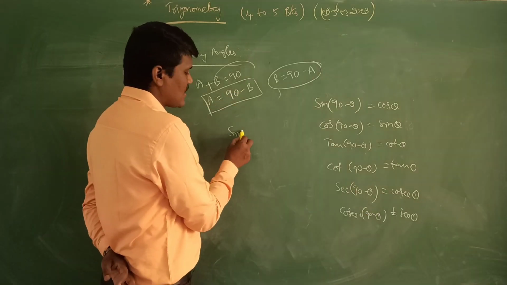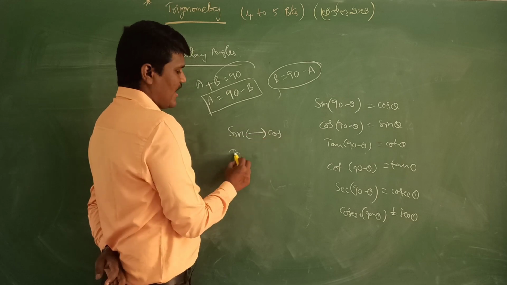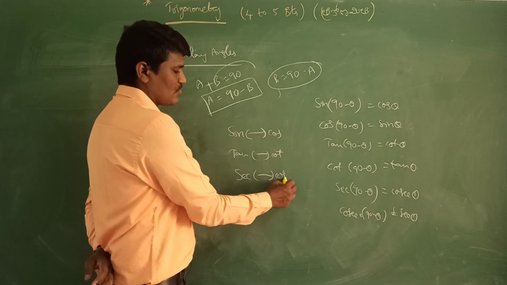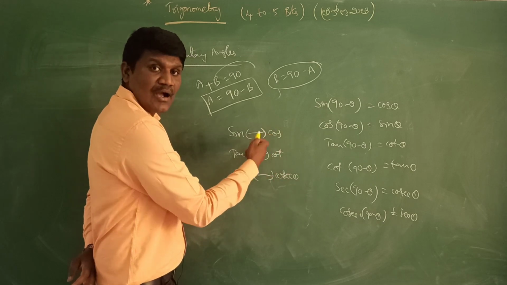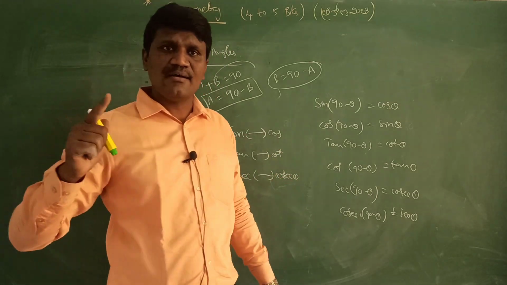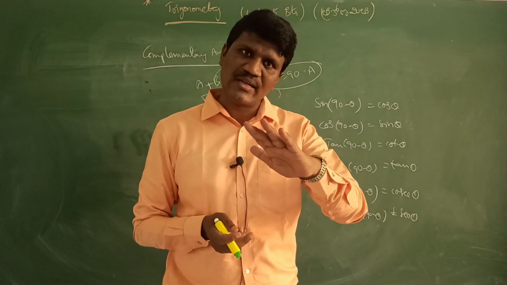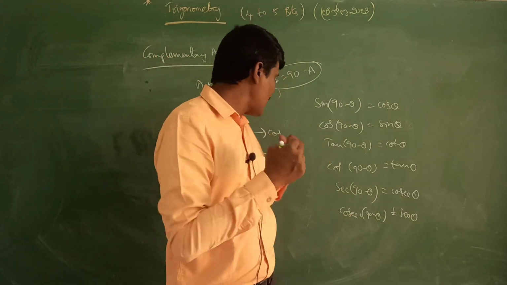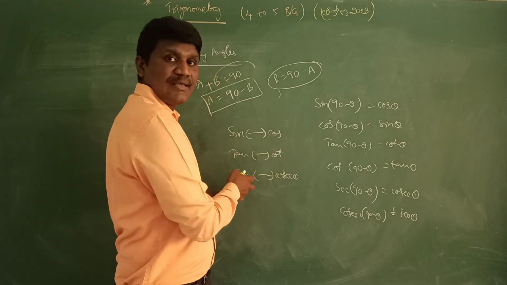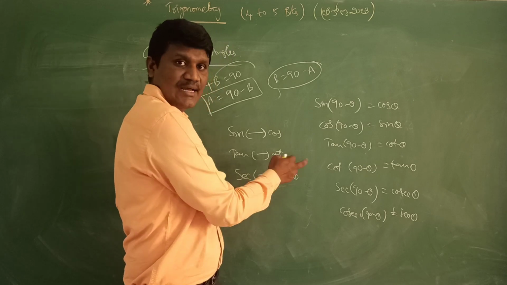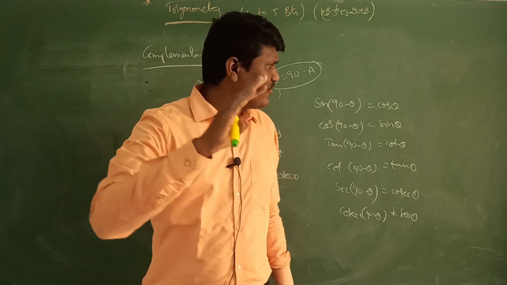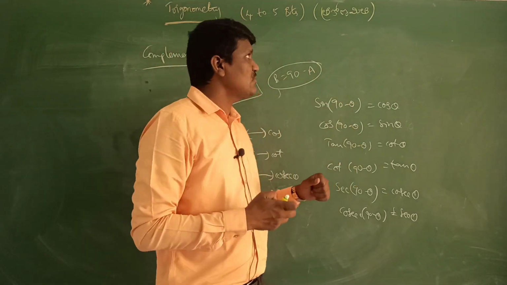The complementary ratios are sin and cos, tan and cot, sec and cosec. So these are the complementary ratios. Sin 90 minus theta is cos theta, cos 90 minus theta is sin theta. Tan 90 minus theta is cot theta, cot 90 minus theta is tan theta. Sec 90 minus theta is cosec theta, cosec 90 minus theta is sec theta. You can also observe this from the values table.